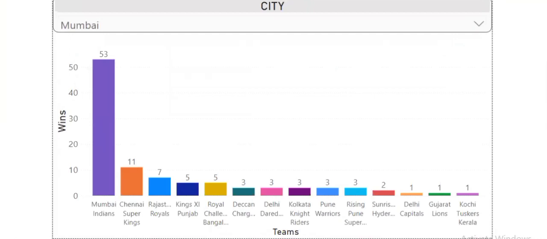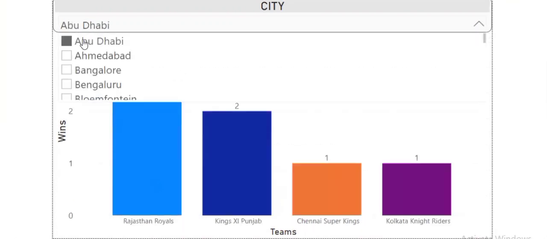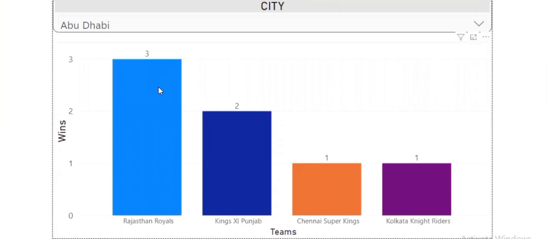Basically, this shows us the venue where the team is playing. Here we can see that Mumbai Indians are doing well in Mumbai. CSK are at 11, whereas Mumbai Indians are at 53, which is the home ground of Mumbai. That is, they are doing great. Now, let's say I choose Abu Dhabi. Here we can see that Rajasthan Royals are doing great. They have 3 matches in their pocket.